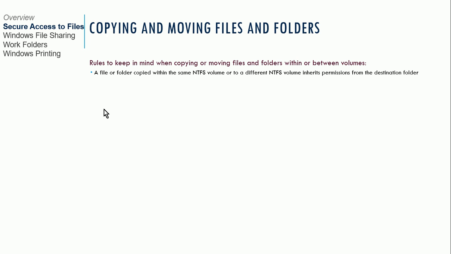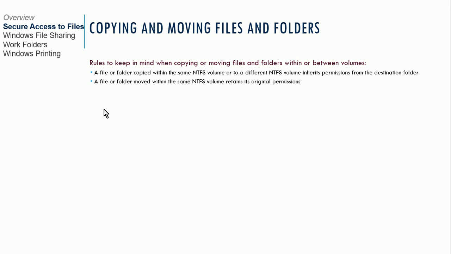If you have a file or folder that's copied, and the important term here is copied. This slide's a little confusing if you don't pay attention to copying and moving. We're going to talk about both. If you copy a file from any location in an NTFS volume to any location either in the same or a different NTFS volume, it's going to inherit the permissions from the destination folder. So when you copy, it takes on the permissions from the destination where you copied it to.